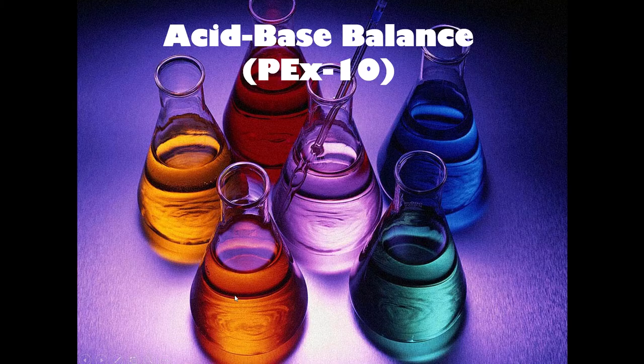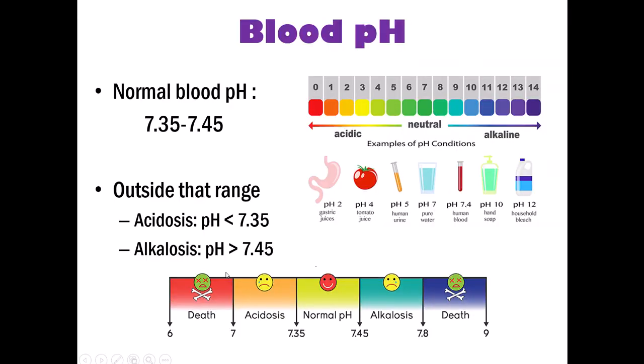The Physio X10 activity is all about regulating our blood pH. If you'll recall, our normal blood pH is about 7.4. So we have slightly basic blood. And if we are in that range, 7.35 to 7.45, that is where our body functions best in terms of proteins functioning, everything being in those homeostatic ranges.